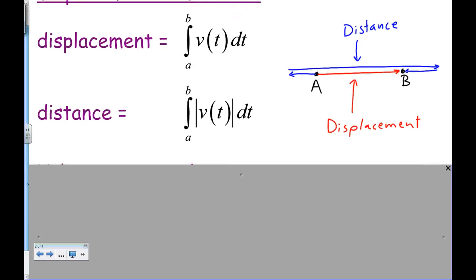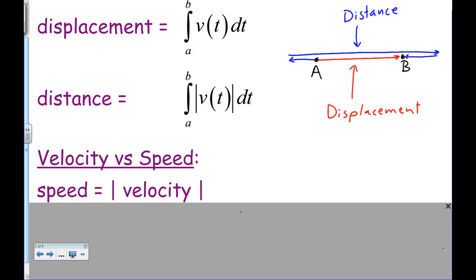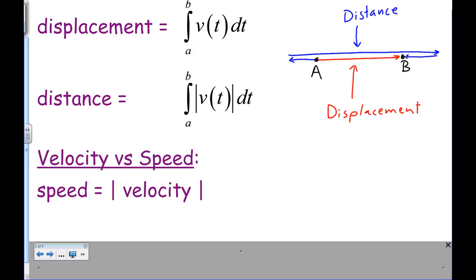And coupled with that is the relationship between speed and velocity. Speed and velocity are related, but speed is the absolute value of velocity. It's your velocity without direction. The direction of velocity is the positive or negative that comes along with it. In fact, up above, when we were talking about distance, distance was the definite integral from A to B of the absolute value of velocity. Turns out that's just speed. So the definite integral of speed gives you distance, and the definite integral of velocity gives you displacement.